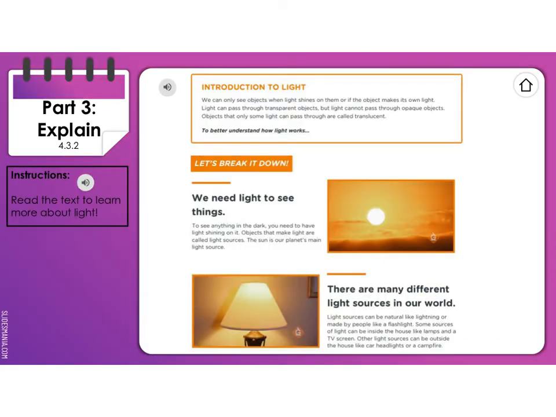The next few slides are kind of an introduction to light, and they're just some things that you'll need to read about light. You can click on the audio if you want to have the text read to you, or you can read it by yourself. There's a word there that you may not have seen before, and that word is opaque, O-P-A-Q-U-E. Opaque means that you cannot see through it. So that would be like a solid wall or something that you can't see through to the other side.